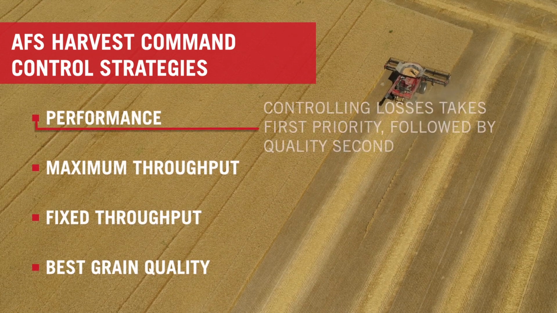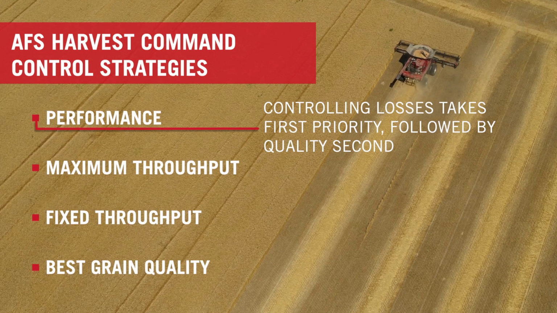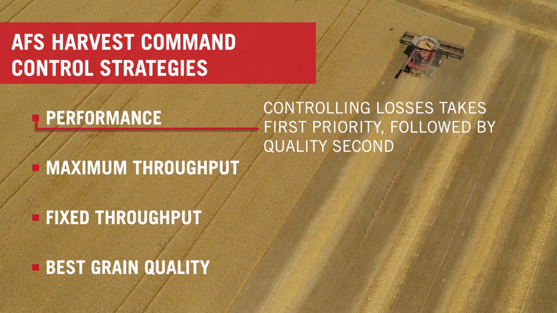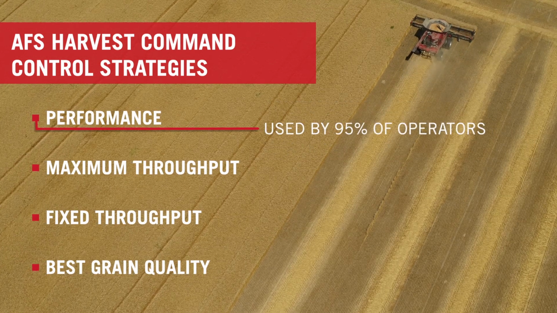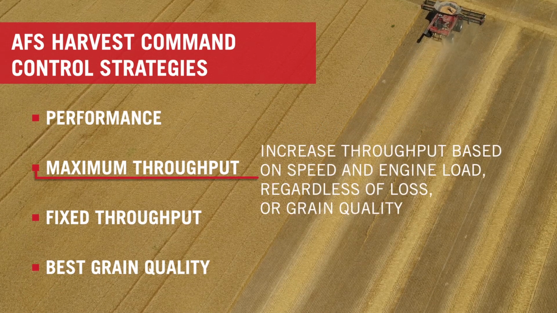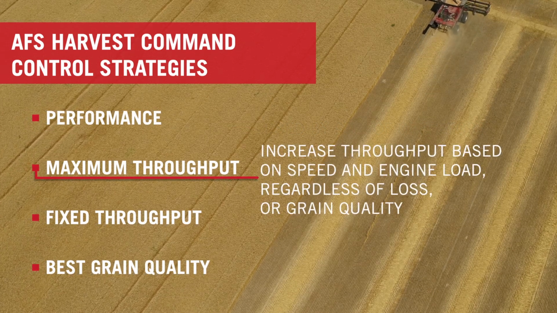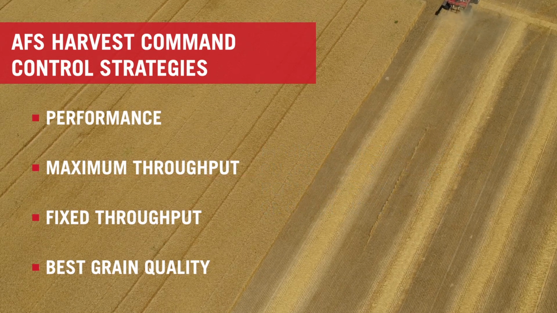Selecting performance will equalize combine performance using losses, throughput, and grain quality, where losses are prioritized over quality. 95% of operators will be using performance. Selecting max throughput will increase throughput based on speed and engine load regardless of loss or grain quality.